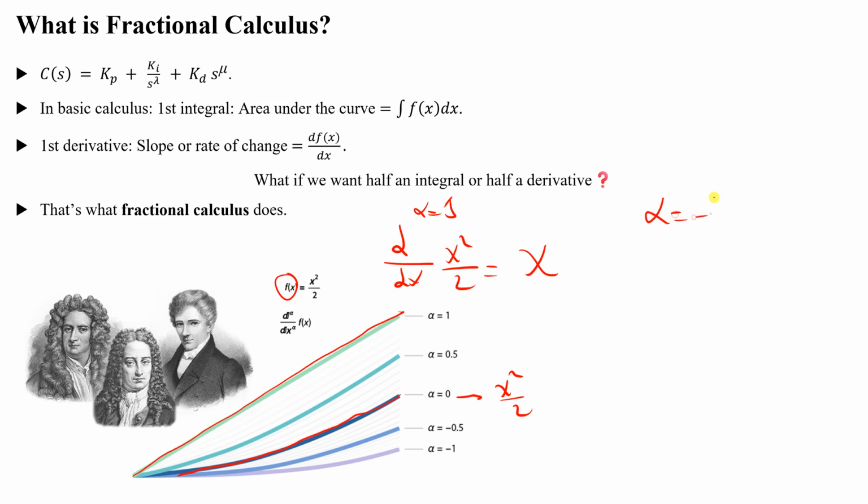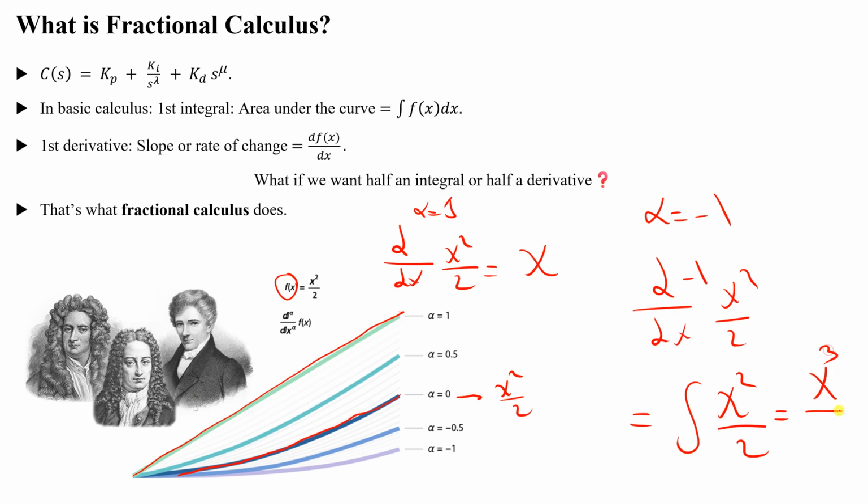So instead of d over dx to the power negative 1 of x squared over 2, this exactly means integration of the function x squared over 2. Instead of having a positive integer, a negative integer means we reverse from derivative to integration. So the integration of this function will be x cubed divided by 6. It will be this function which you will see right here, x cubed over 6.